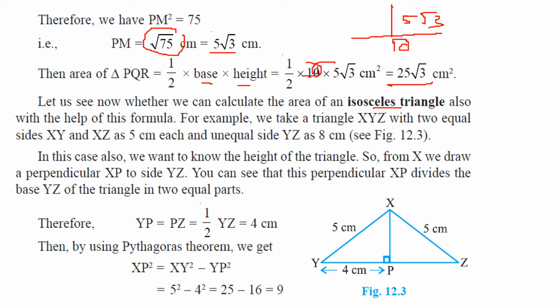When you have an isosceles triangle, what do you do? In an isosceles triangle, two sides are equal. When you draw the perpendicular here, say one side is 8, and the two equal sides are 5. So half of the base will be 4. Again, 5 square minus 4 square will give the height. If the height is h, the area is half into base, taking the whole 8, into height.